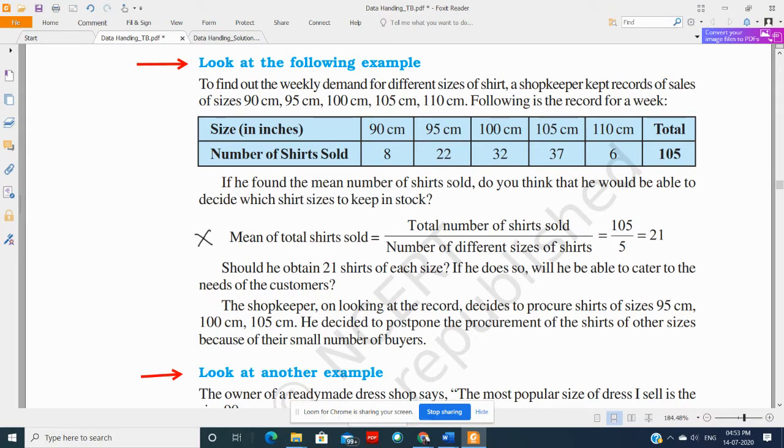The selling of these shirts is more than the other sizes, so naturally he would be selective for these sizes. He decided to postpone the procurement of the shirts of the other sizes because of their small number of buyers. Naturally, see, only 8 buyers, only 6 buyers, then why would he produce shirts of these sizes more than the others, or even equal for that matter, right? So this is how we need some other representative value other than mean.